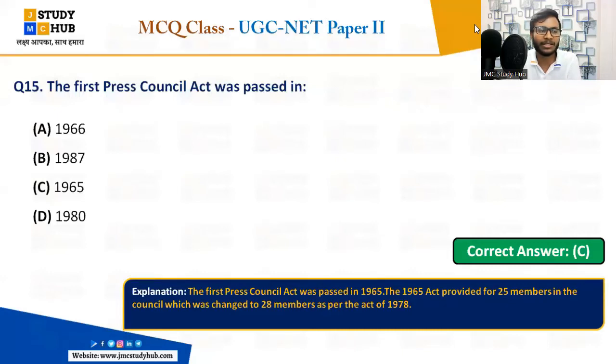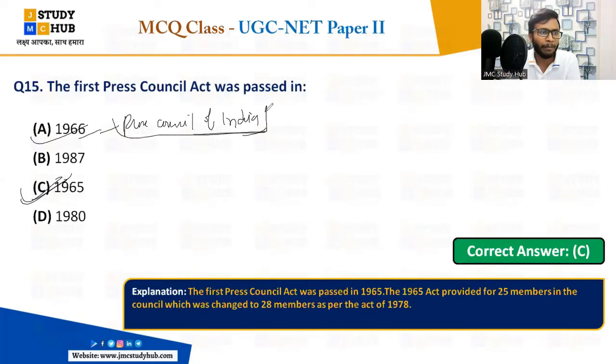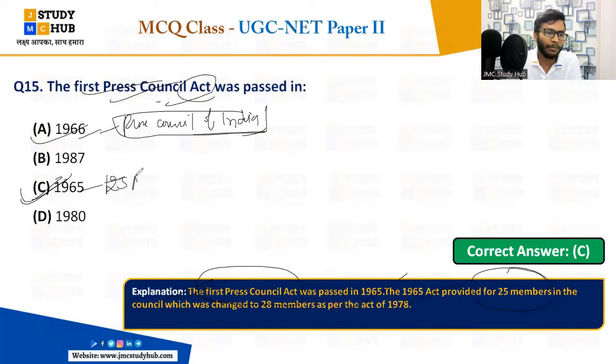So actually the Act was passed in 1965 and the Press Council of India was formed in 1966. The Press Council of India was formed on the 4th of July 1966, but the Press Council Act was passed in the year 1965. The 1965 Act provided for 25 members. Us samay kitne members the? 25 members the. Aur iske baad that changed to 28 members as per the Act of 1978.